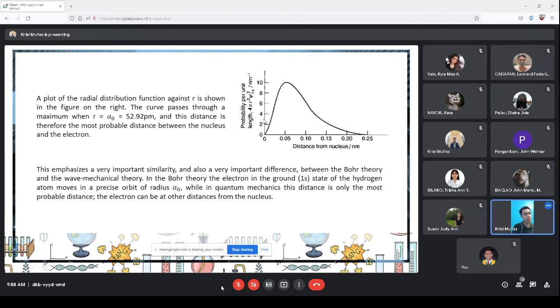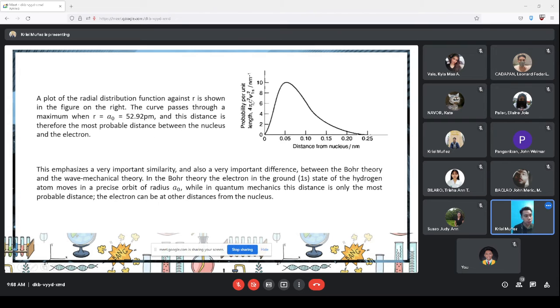And this distance is therefore the most probable distance between the nucleus and the electron. As you can see, class, our graph peaks at the Bohr radius. Meaning, if you look for the electron, most of the time it is at a radius like the Bohr radius. But it's not necessarily there all the time. It can be lower or higher than that. It is only the most probable distance.